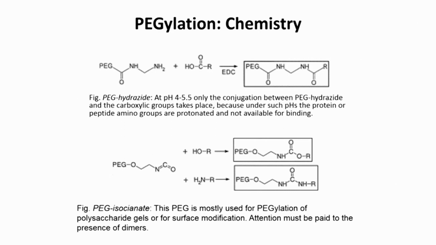Another example here is a PEG hydrazide. This reacts with the carboxyl group on the drug. So essentially something very similar to the EDC reaction, the PEG has the amine, your drug may contain the carboxyl group and it will eventually form a bond with that. You can have PEG isocyanate, that's being used for reaction with both hydroxyls and amines. So all kinds of chemistries are available depending on the drug and the application that you are looking for.